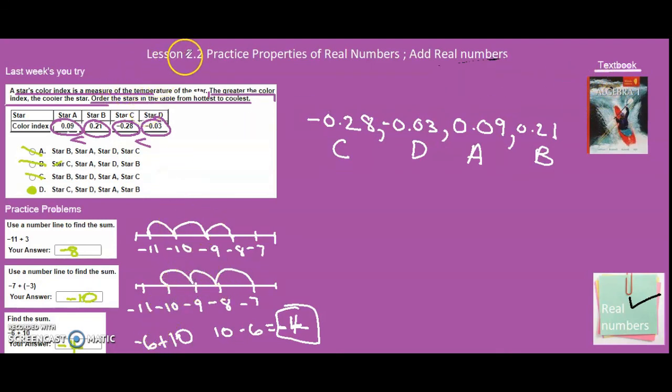I'll link the online textbook in the description. We're going to be doing lesson 2.3 next, and today we did lesson 2.2, practice properties of real numbers and add real numbers.